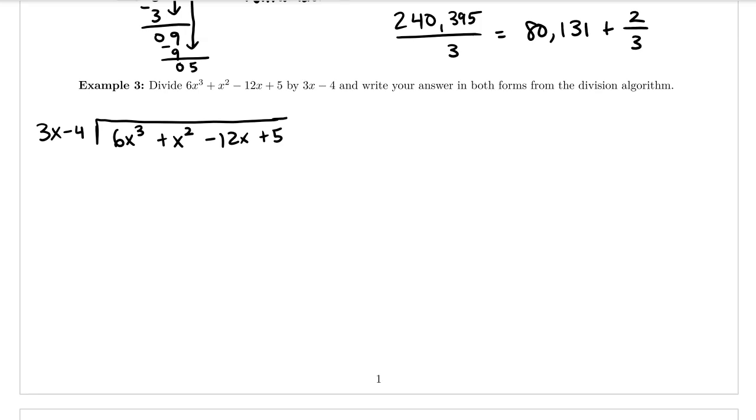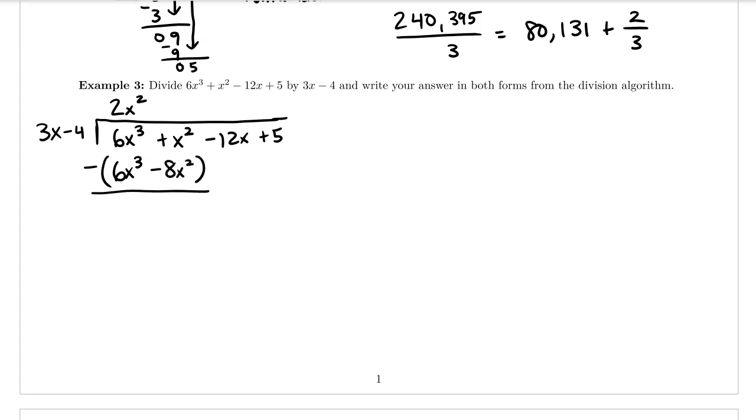So I want to start off and ask myself, what can I multiply to 3x that would give me 6x cubed? And we would multiply 2x squared to 3x. So now I'm going to put a minus sign and a set of parentheses. Now 2x squared times 3x is 6x cubed. And then now I want to multiply 2x squared times negative 4, and that's going to go in that empty spot. So if I multiply those, that's going to give me minus 8x squared.